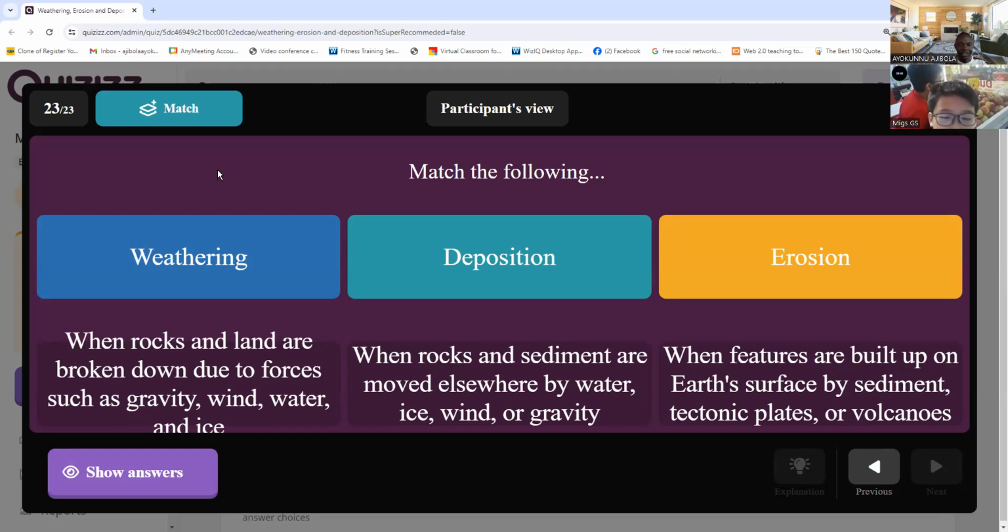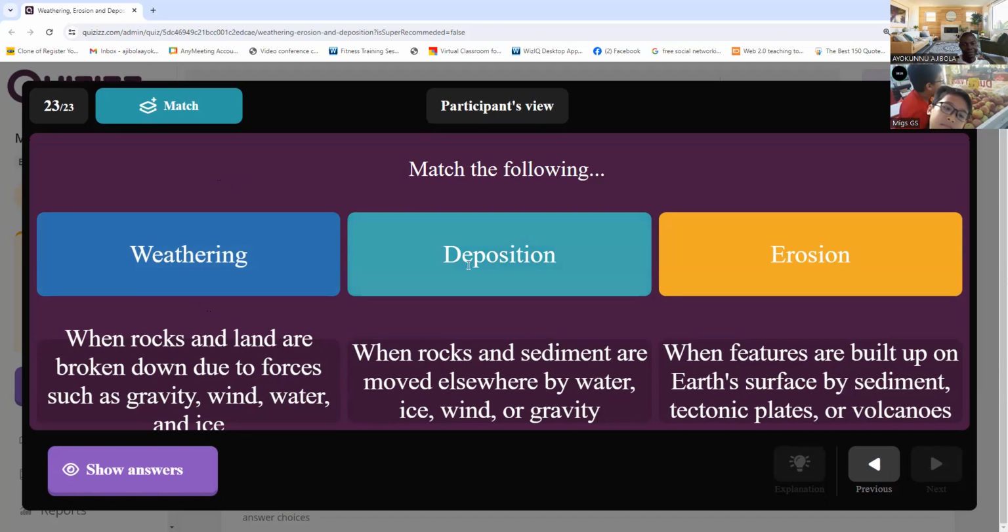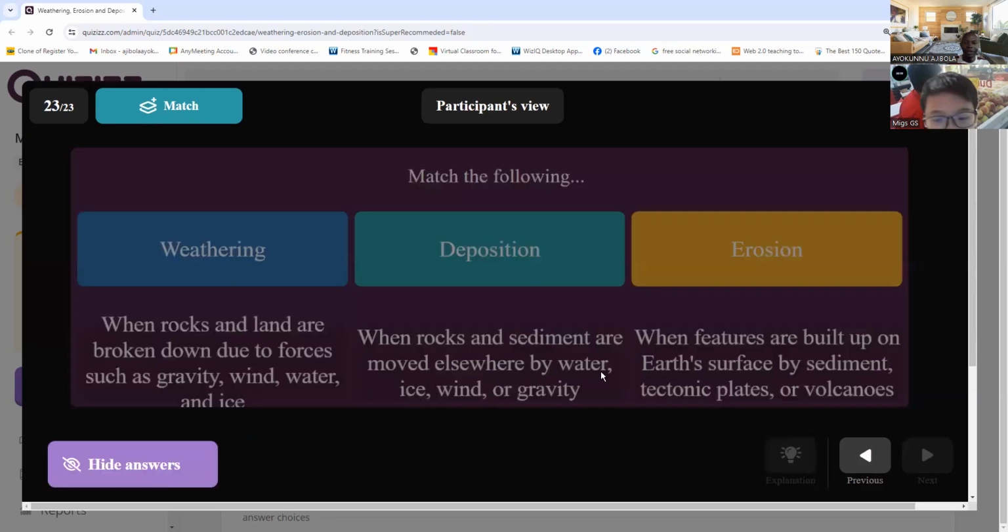When rocks are, okay, that's correct. What about deposition? The deposition is the third, and then weathering is the first. That's very correct. Weathering is when rocks and lands are broken down due to forces such as gravity, wind, water, and ice, right? Deposition is when features are built up on Earth's surface by sediments, tectonic plates, or volcanoes. And erosion is when rocks and sediments are moved somewhere else by ice, wind, or gravity. So let's check it out. You are correct.